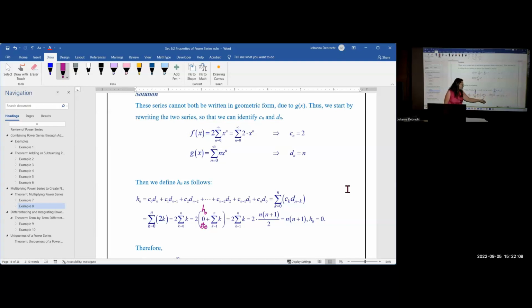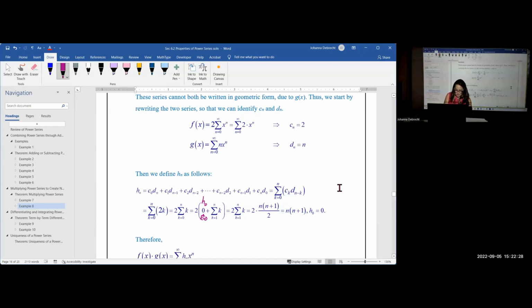Well, we know the series from 1 to n of k, where k is the index of summation, has a converging formula of n times n plus 1 over 2. The 2's will cancel, so you get n times n plus 1. But don't forget that that means that h sub 0 was 0.